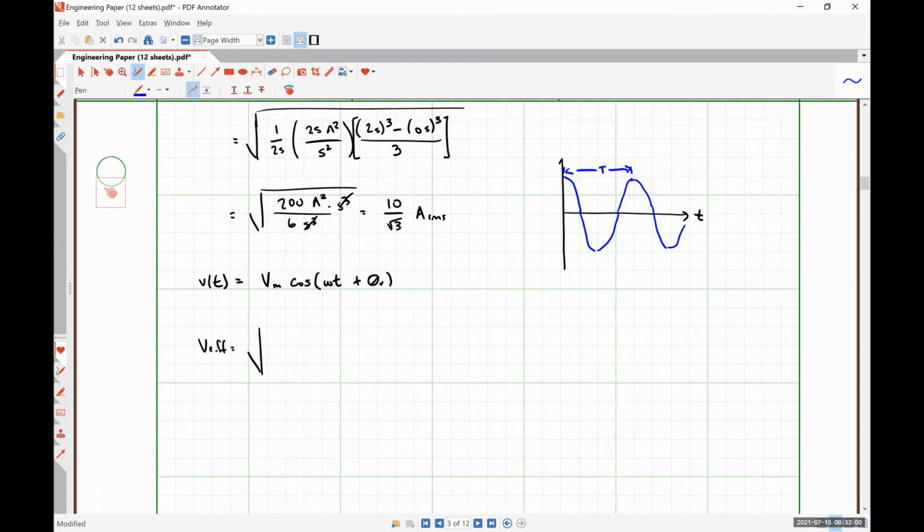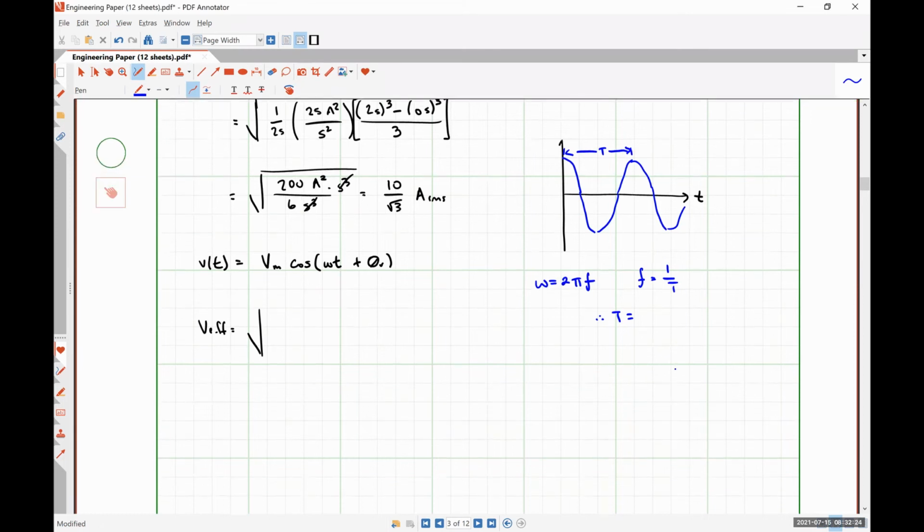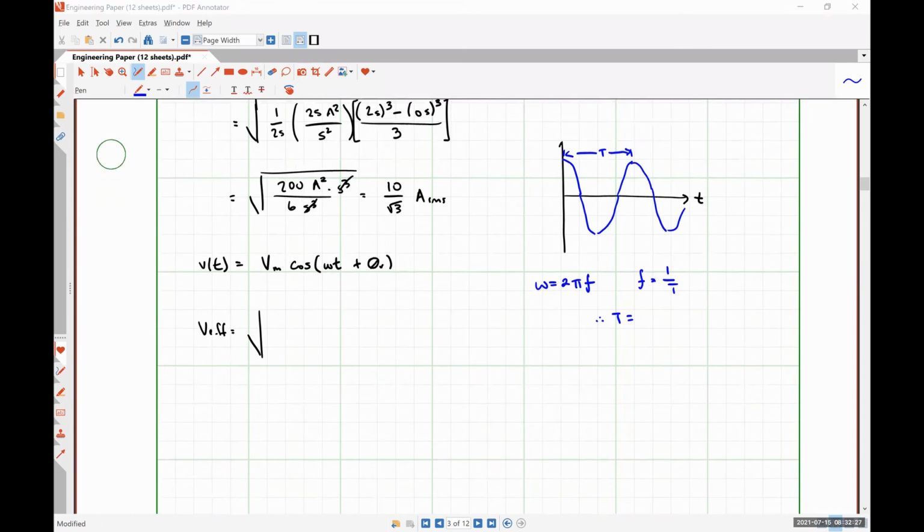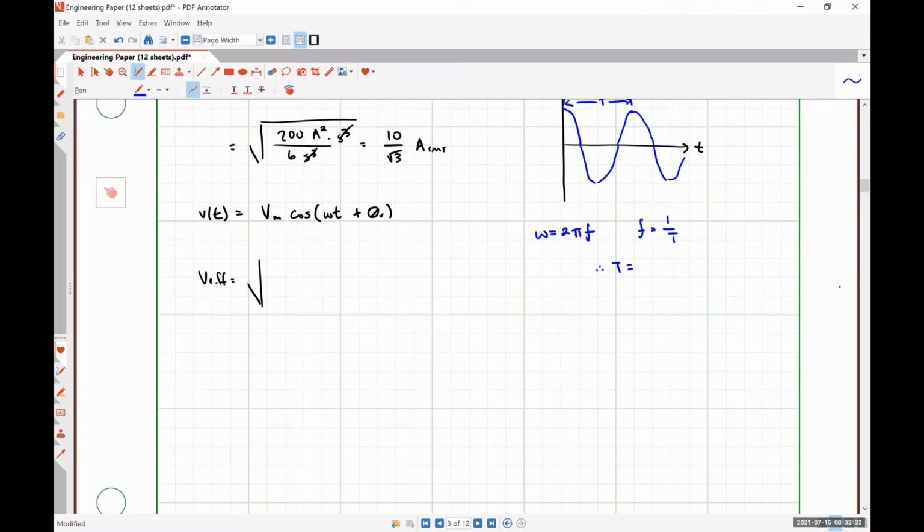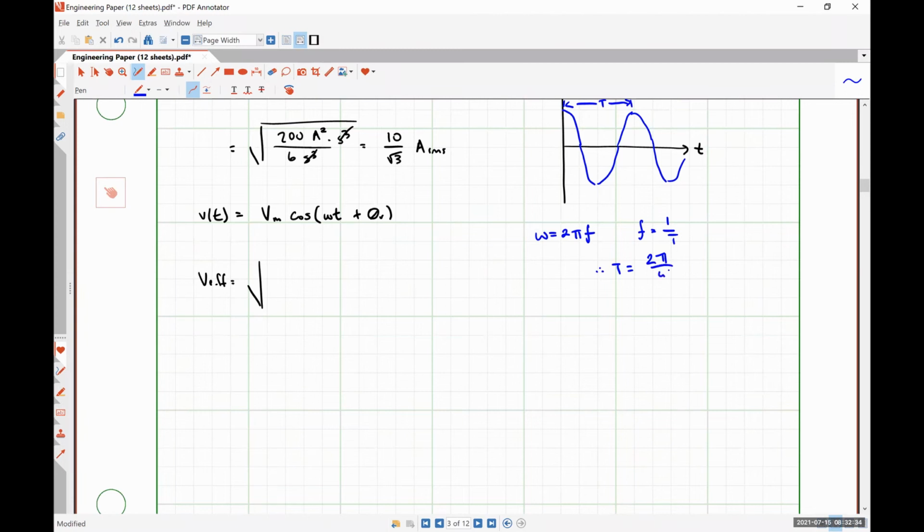We know that omega is equal to 2 pi times the linear frequency, and the linear frequency is the inverse of the period. So if we manipulate these, we wind up finding that the period is 2 pi over omega.